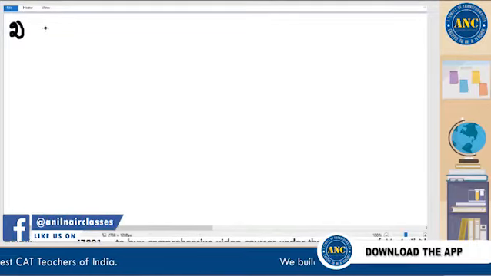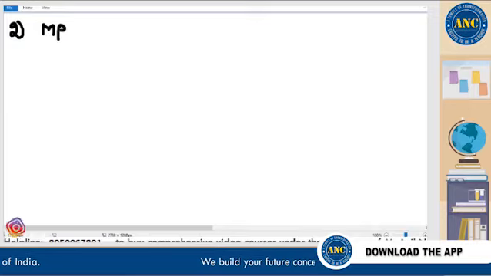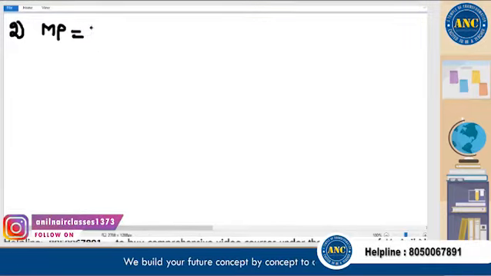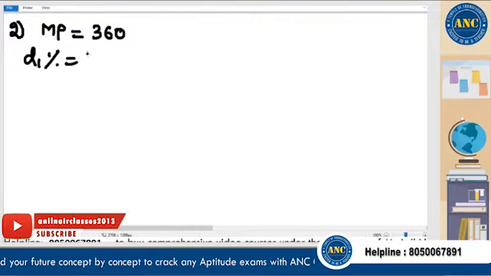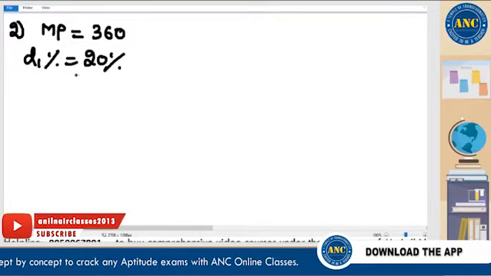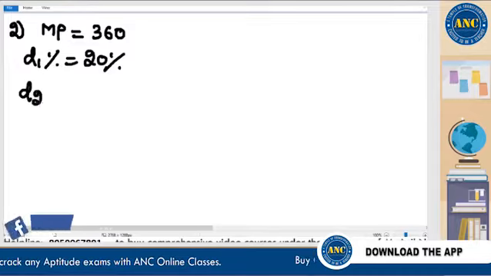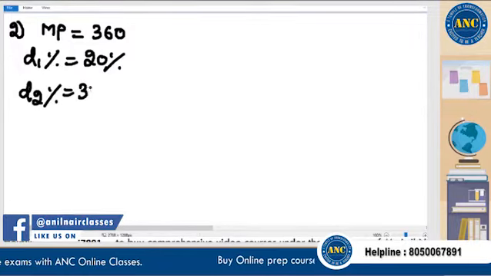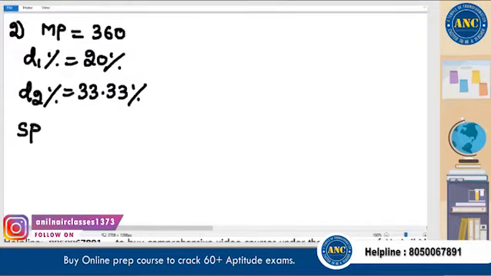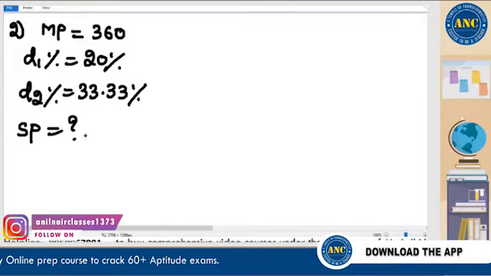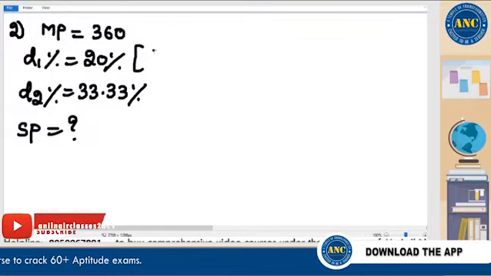Second question. Morning we discussed this question in session 1. Market price is 360. Discount percentage in the first one is 20%. In the second one it is 33.33%. Find the selling price. We used answer options. We can also use Baidu's logic.